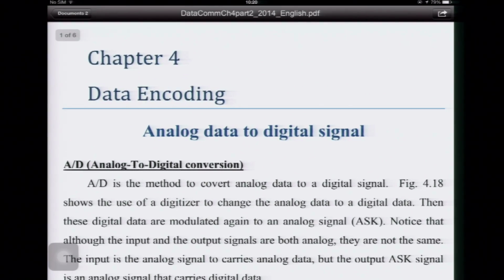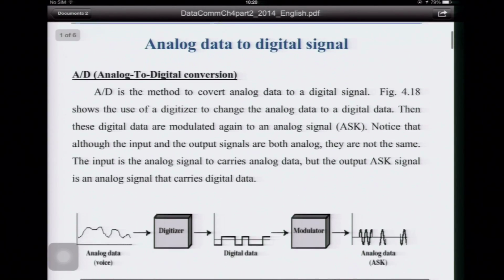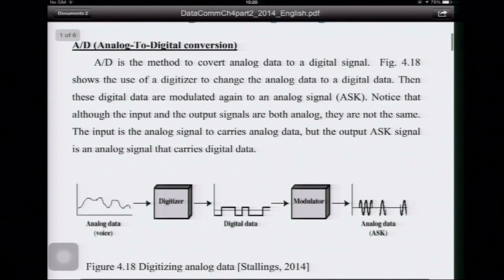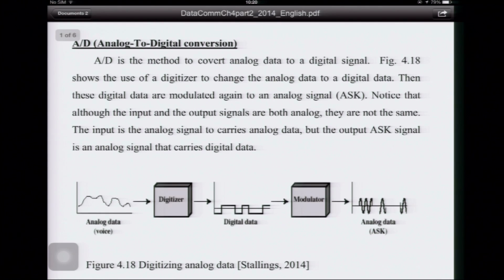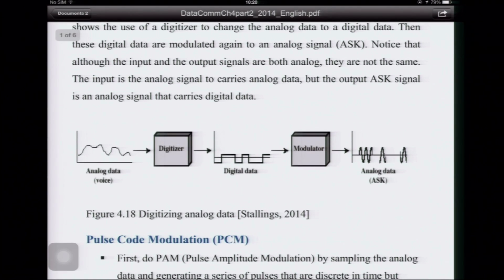Now look at analog data to digital signal. This is basically the A to D conversion. So you have a voice signal coming in and you want to send out digital voice through the digital telephone system, for example. You can see that you have the analog data coming in on the left, for example, voice, and it goes to the digitizer, and you get the digital data.